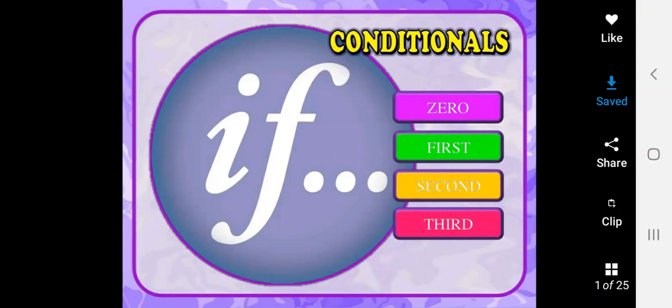Today the topic is conditional sentence. We also can say it's an if sentence. So now today we are starting the conditional sentence.